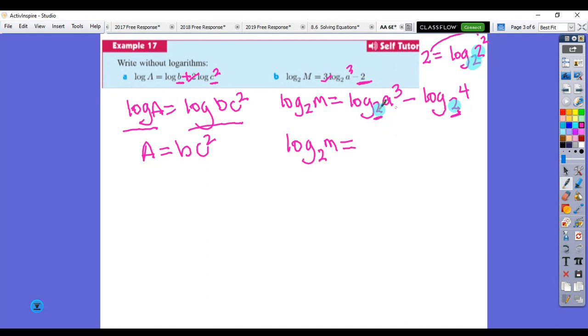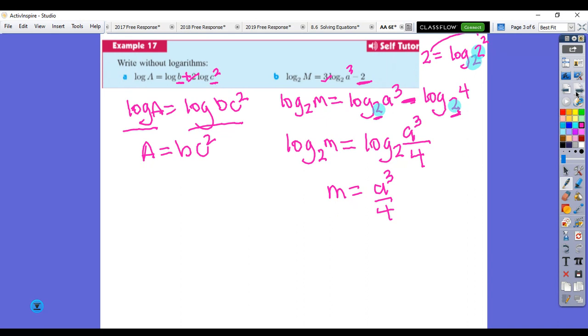So I have 2 logs and I'm subtracting, so I can condense into 1 log base 2 and divide the bases. A to the third divided by 4. And as soon as I have log base 2 on both sides, the log base 2's are already equal. I just need to decide what makes m equal a to the fourth or a to the third over 4. And I've taken the logs completely out. These are both equivalent equations here.